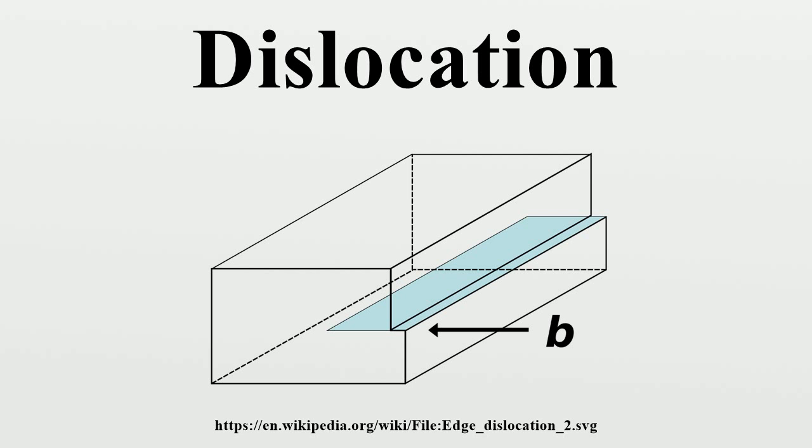The analogy with a stack of paper is apt. If half a piece of paper is inserted in a stack of paper, the defect in the stack is only noticeable at the edge of the half sheet. There are two primary types: edge dislocations and screw dislocations. Mixed dislocations are intermediate between these.